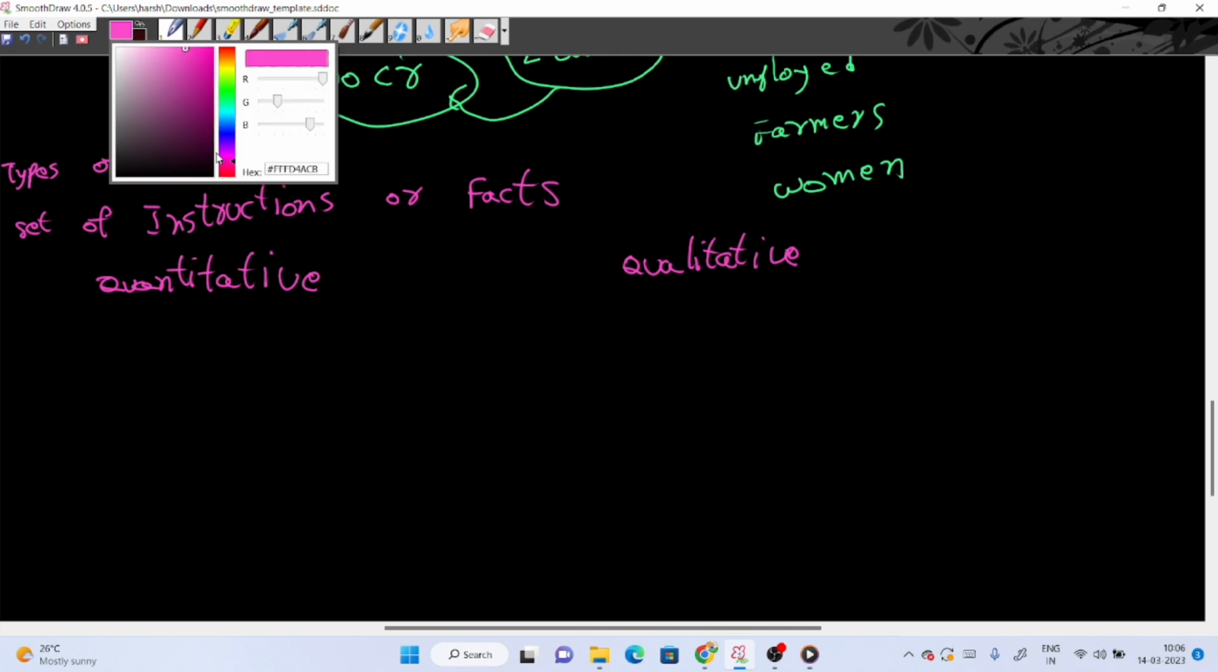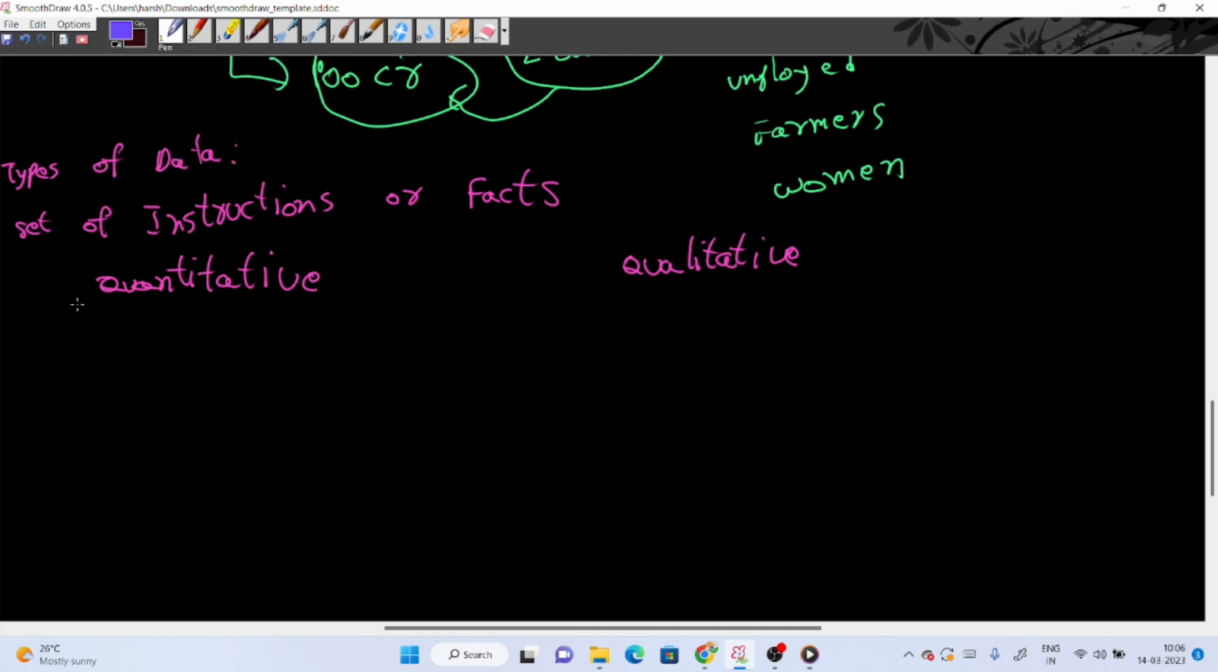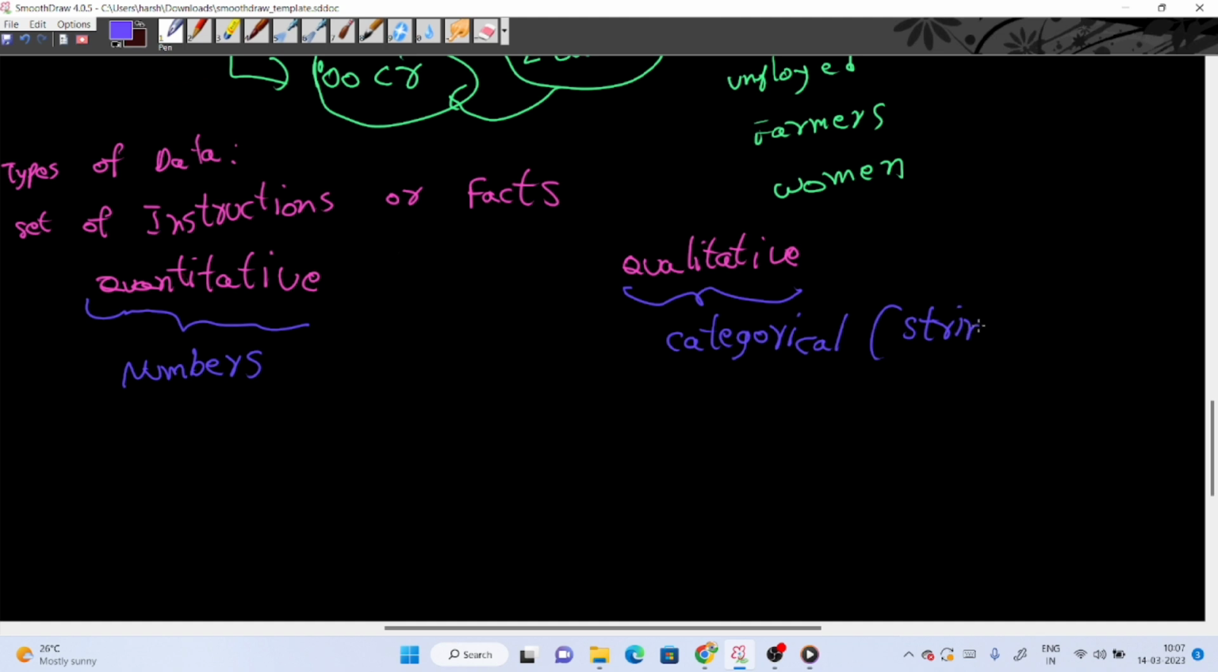And this quantitative data will deal with numbers, while qualitative data usually deals with categorical values. That means strings. In this quantitative data also we have further two groups. One is discrete and second one is continuous.